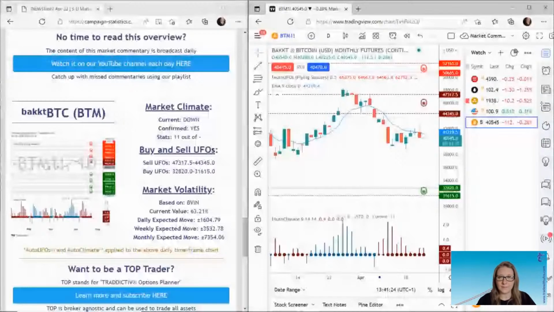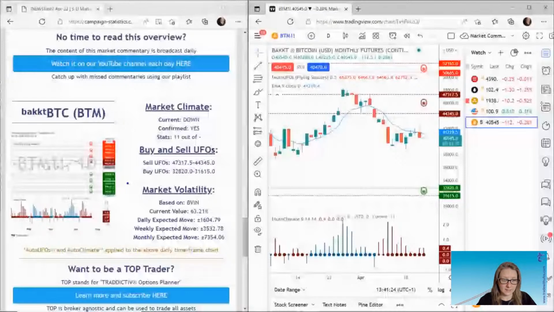Okay, last but not least is bakkt Bitcoin. So bakkt Bitcoin, thick red dot, probability here to the downside. We have sellers up here between 47,317.5 to 44,345. I'm struggling reading numbers today. We have a little way to go before we hit some buyers down at 32,820 to 31,615. So overall, with bakkt Bitcoin, probability to the downside with quite a way to go before we'd hit either of these buyers or sellers.